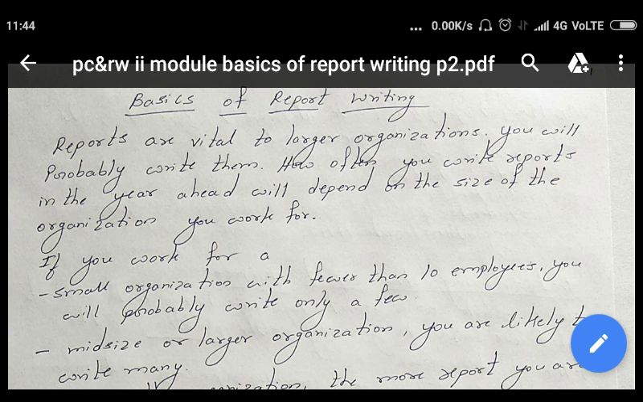Okay, so the greater is its complexity. Writing the report is not an easy task. As the organization increases, is it clear, the complexity also increases, and the greater the complexity, the greater is the need for information to manage the organization. The larger the organization, the more information you need to manage it, and automatically the complexity also increases in writing the report for such a large organization.